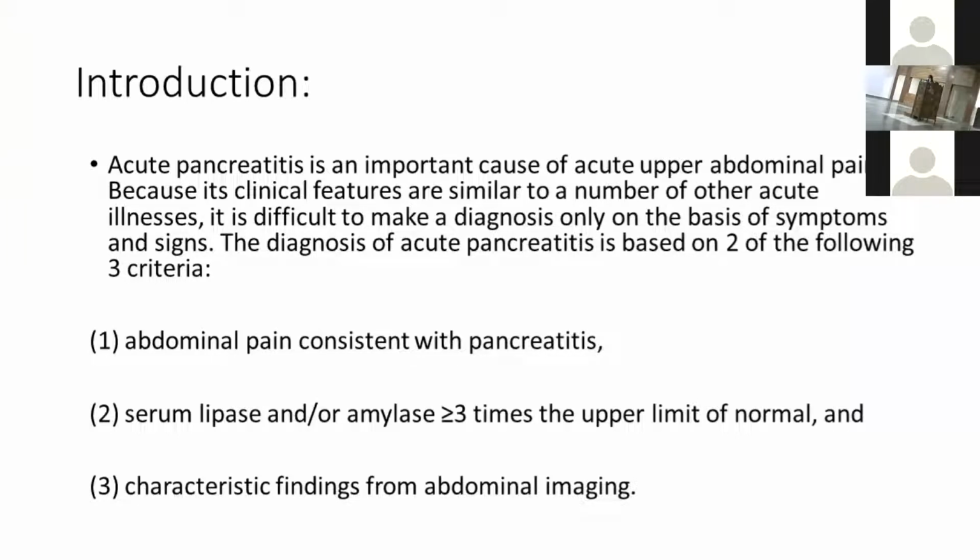The diagnosis of acute pancreatitis is based on two of the three criteria: abdominal pain which is consistent with pancreatitis, serum lipase and amylase levels more than 3 times the upper limit of normal, and characteristic findings from the abdominal imaging, I mean radiological findings.